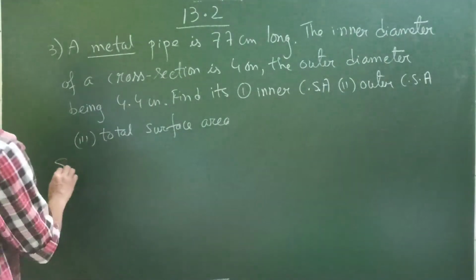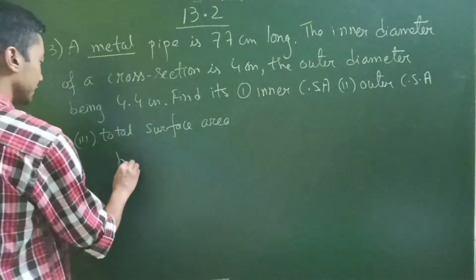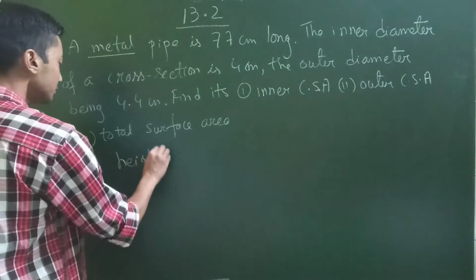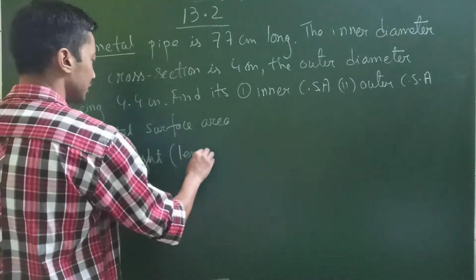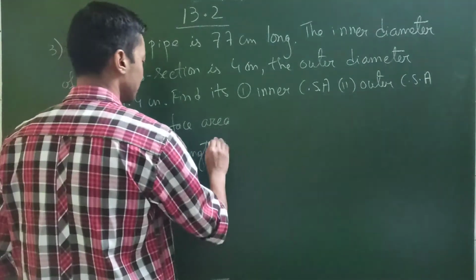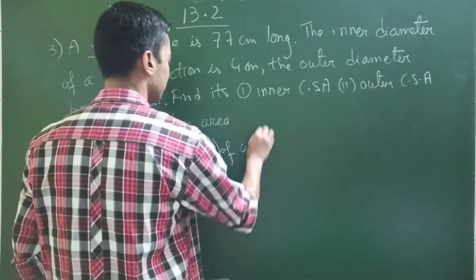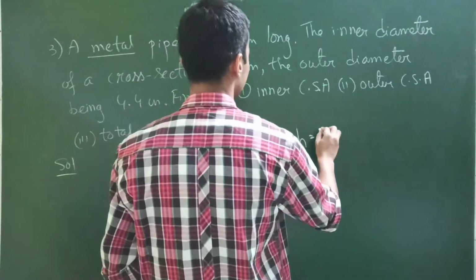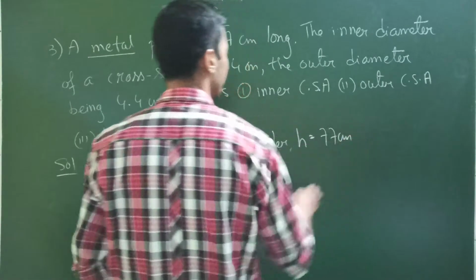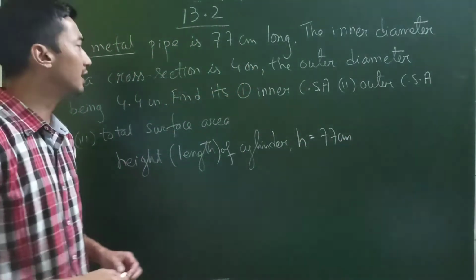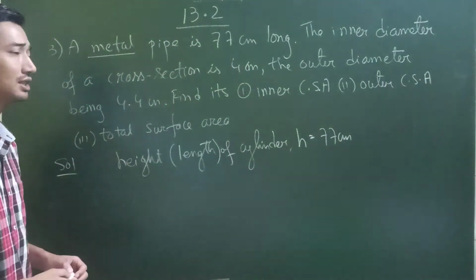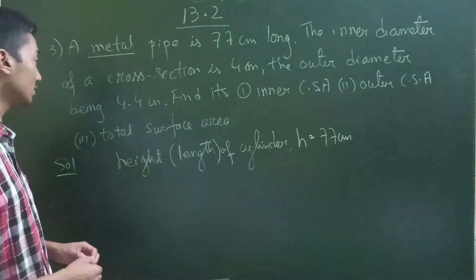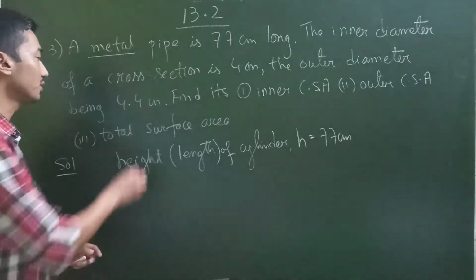So height, in bracket length, of cylinder. We will use H, that is 77 centimeter long. The inner diameter of a cross section is 4 centimeter and the outer diameter being 4.4 centimeter.